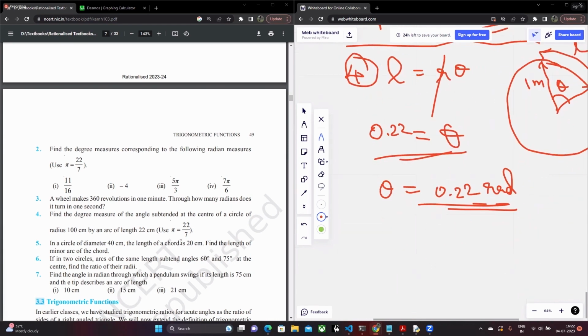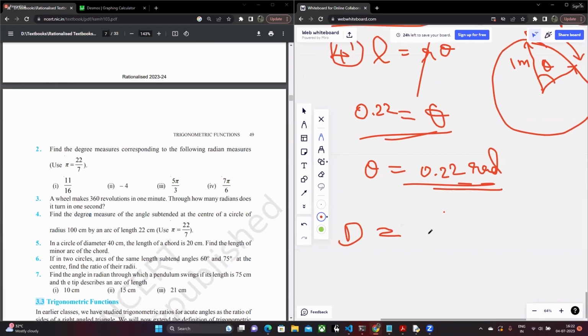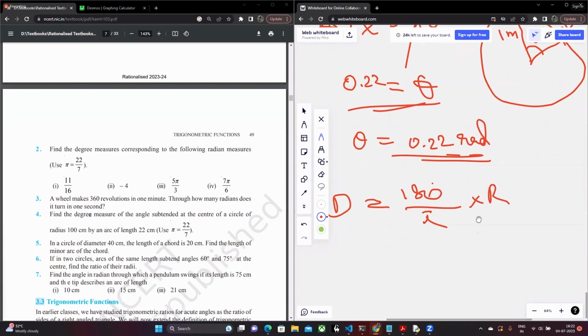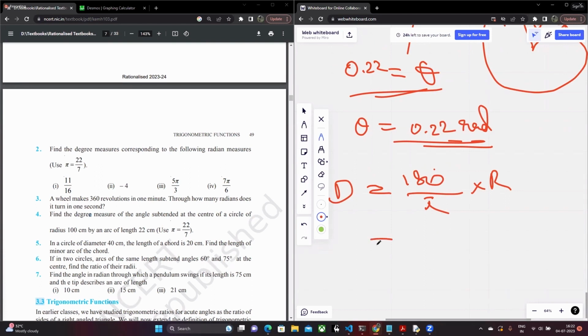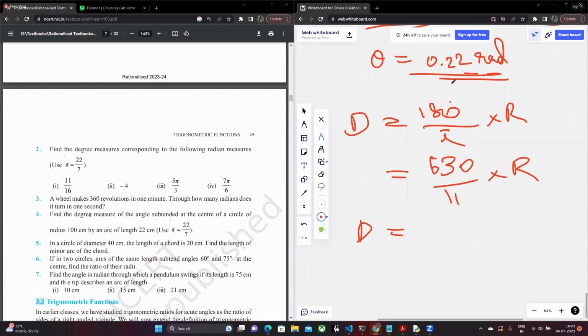Now, since they have asked the degree measure of the angle, you can't leave it at radians because that's not what they've asked for. So you have to convert this into degrees. You know that degree is equal to 180 divided by pi into r. And since I have condensed this formula earlier, this is basically 630 divided by 11 into r, since I have been given that you use 22 by 7 for pi. Here r is the radian measure, that's theta.